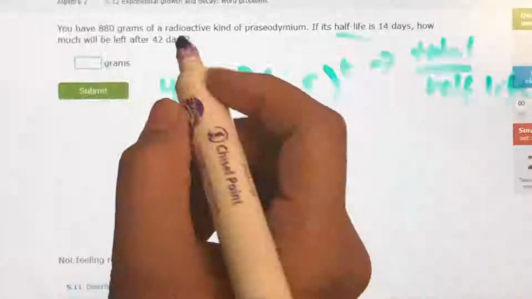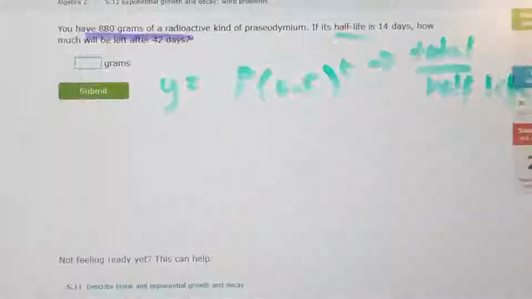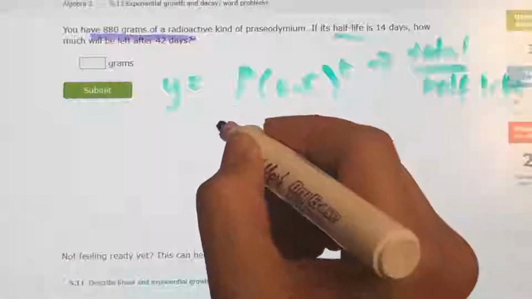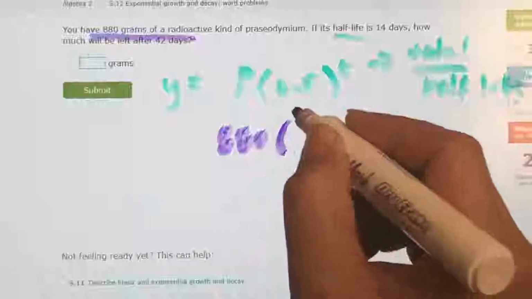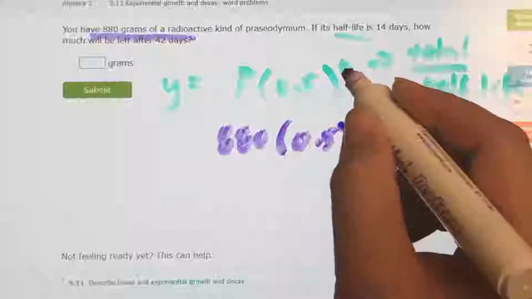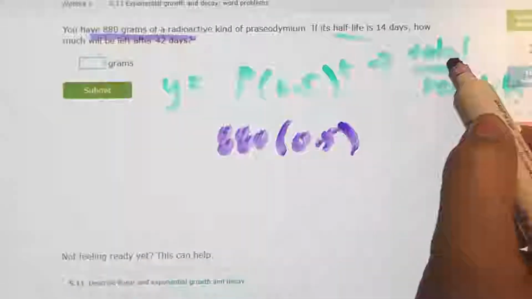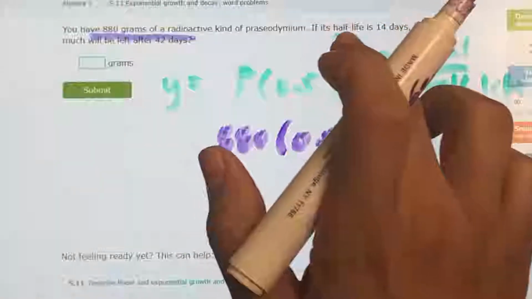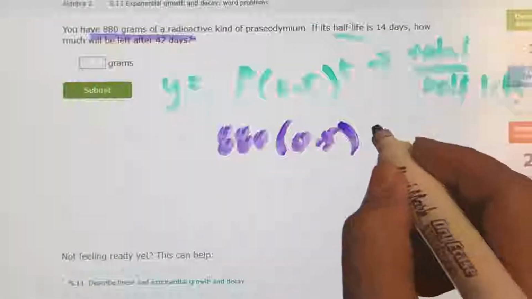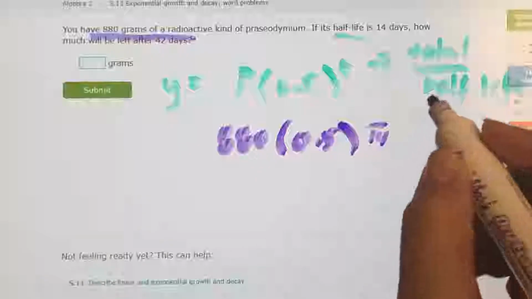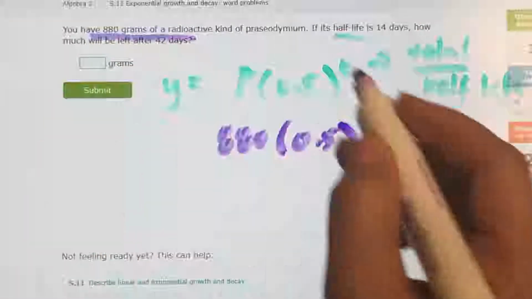So you have 880 grams. What is that? That's my initial amount. So that's going to be my P, 880 grams. Then you have 0.5. And then t is the total. So if the half-life is 14, the half-life is going to be underneath. So that's 14 underneath. How much will be left after 42 days?